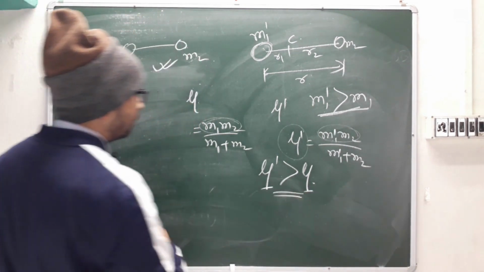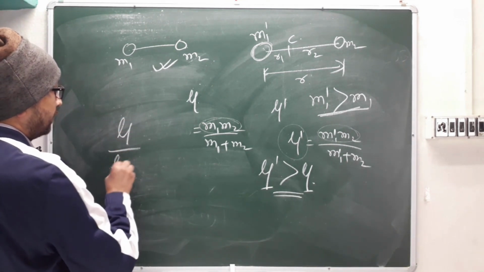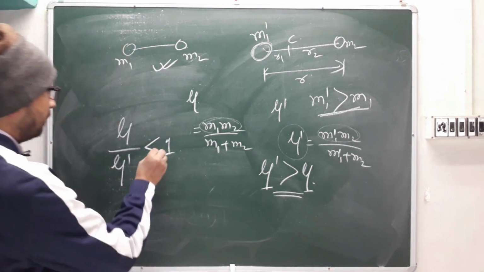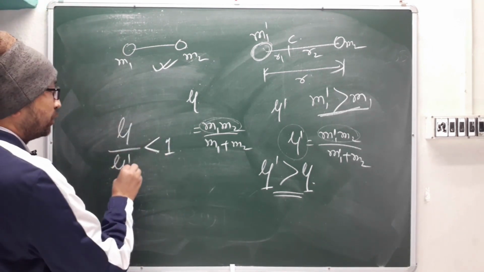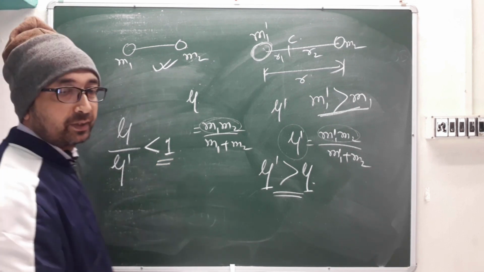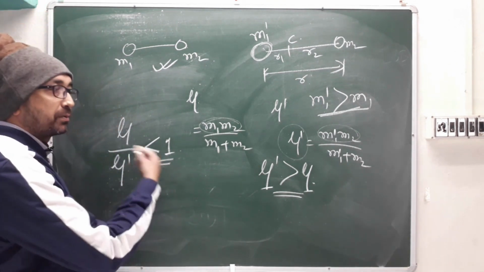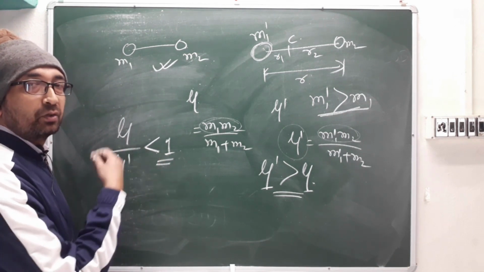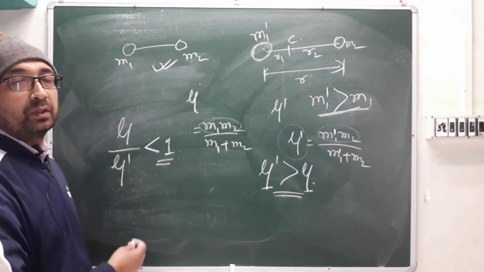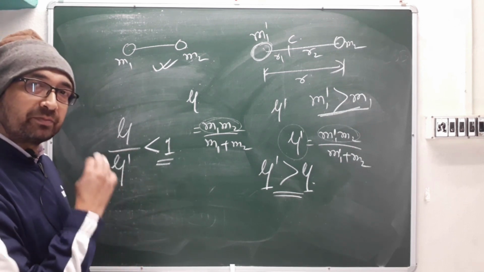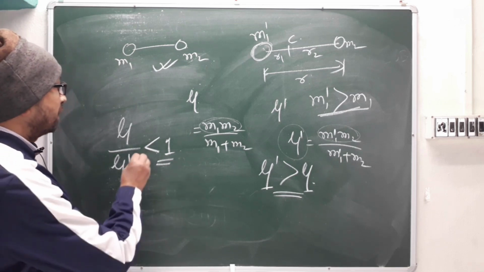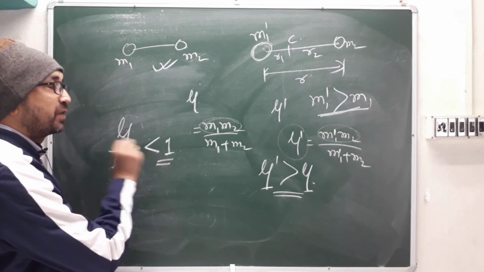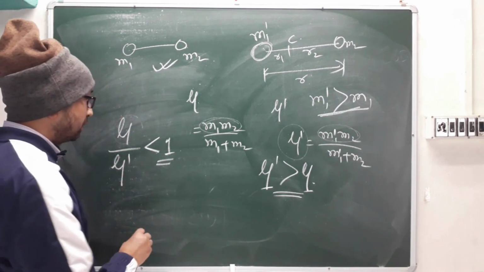This is the situation. What will happen? You just see, mu divided by mu prime will be less than 1, correct? So directly they can ask this type of question also. What will be the ratio of reduced mass, whether it will be less than 1, equal to 1, more than 1, or 0? Four options they can ask. So your normal reduced mass divided by your isotopic reduced mass will be less than 1.